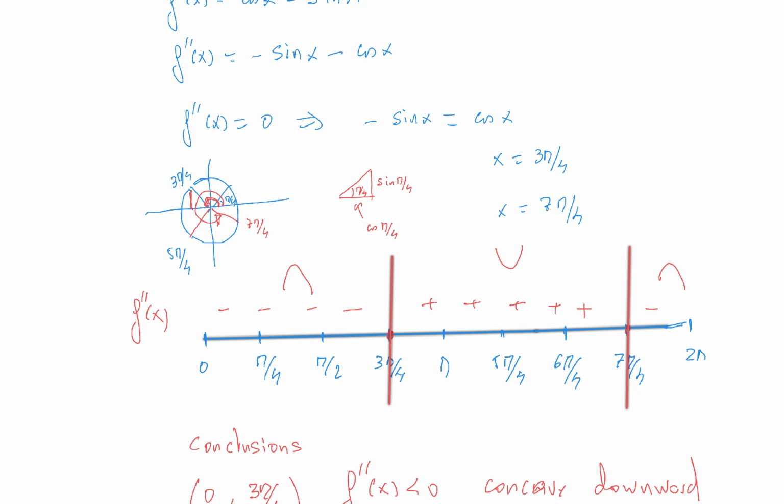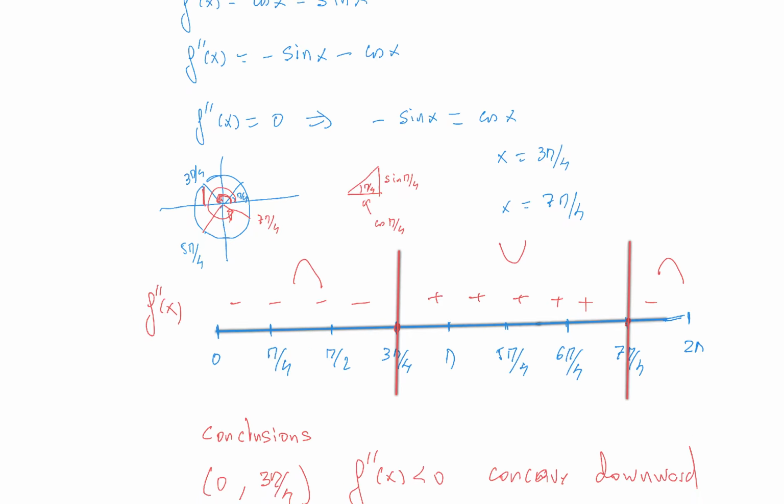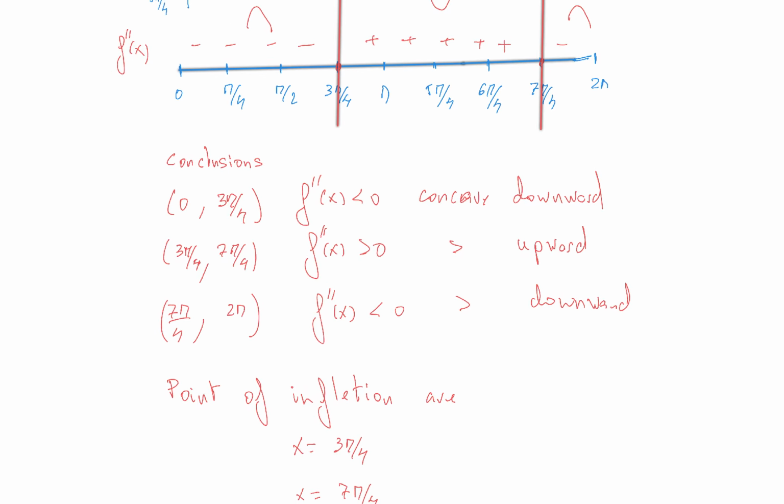And if you insert a number between 7 pi divided by 4 and 2 pi: at 7 pi divided by 4, there is a point of inflection and the second derivative is 0. But if you plug in a number between 7 pi divided by 4 and 2 pi, the concavity is negative, meaning that it is concave downward. So the conclusions are written here, and this is what I have said.